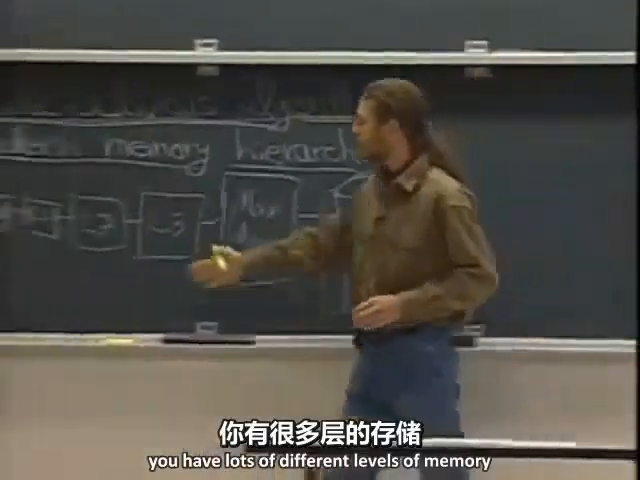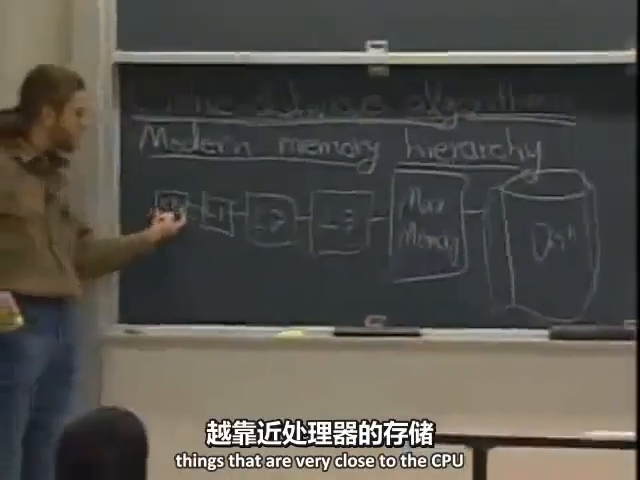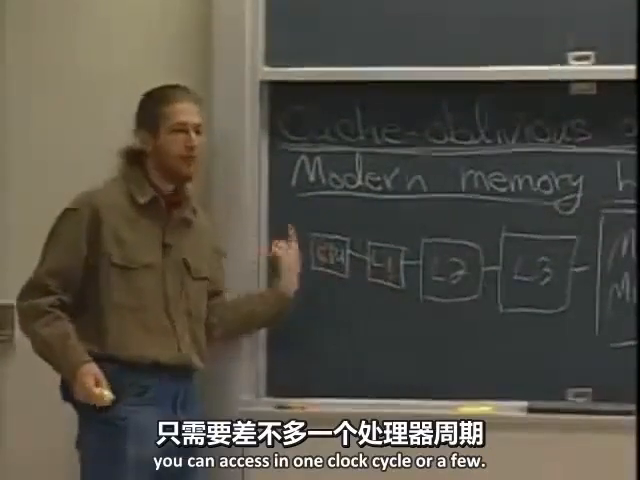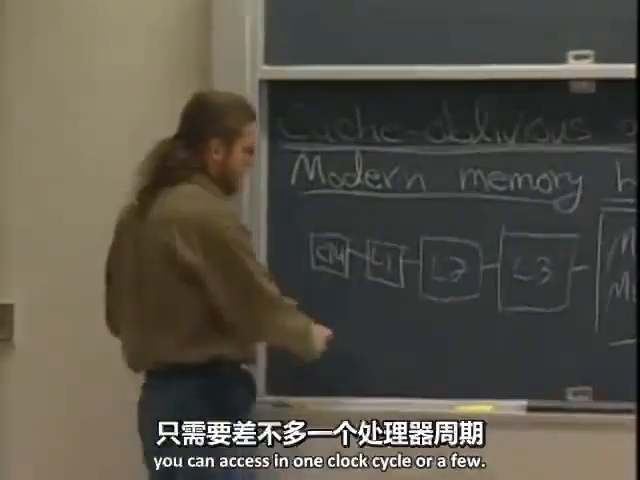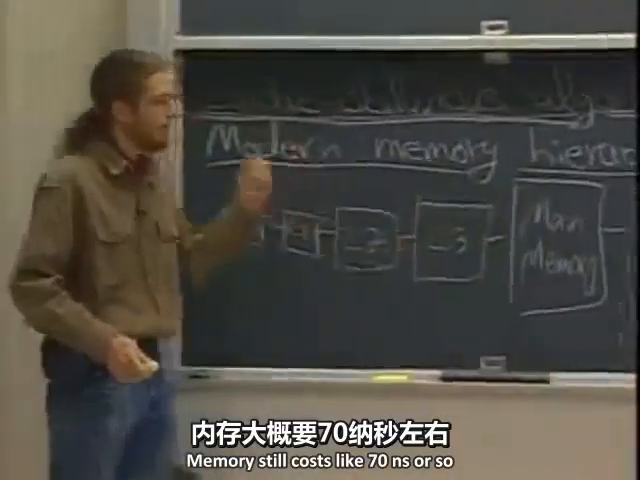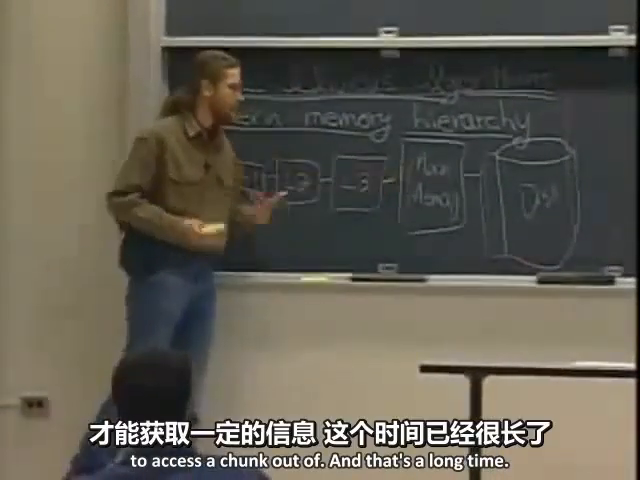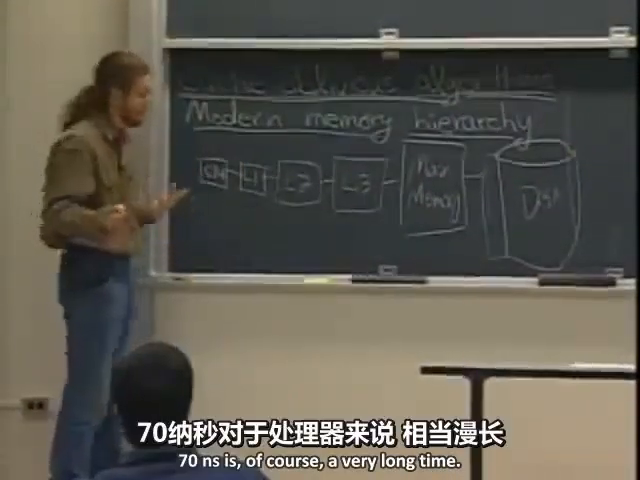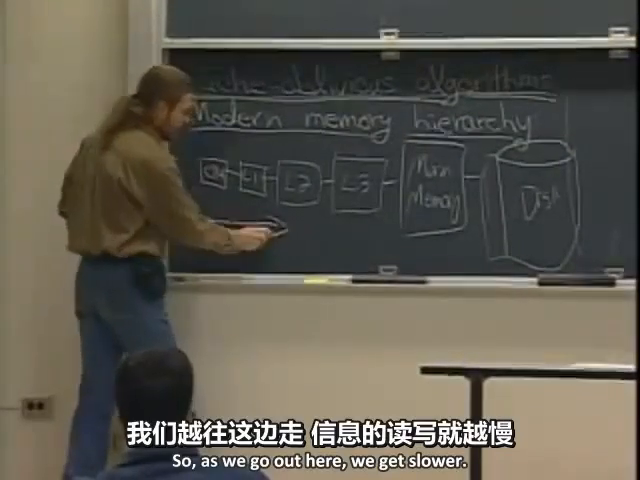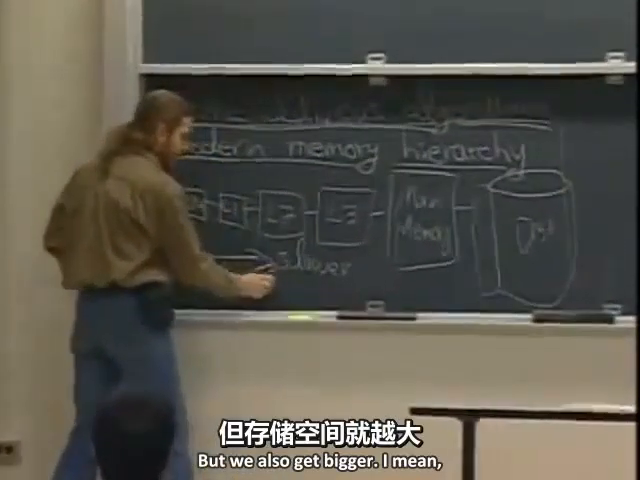So the point is you have lots of different levels of memory. What's changing here is that things that are very close to the CPU are very fast to access. Usually level 1 cache you can access in like 1 clock cycle or a few. And then things get slower and slower. Memory still costs like 70 nanoseconds or so to access a chunk, and that's a long time. 70 nanoseconds is, of course, a very long time. And so as we go out here, we get slower, but we also get bigger.